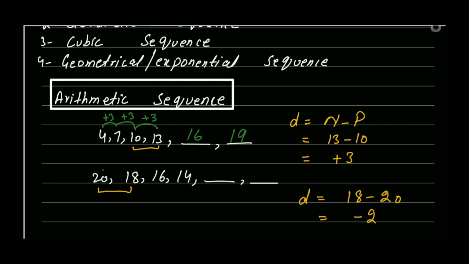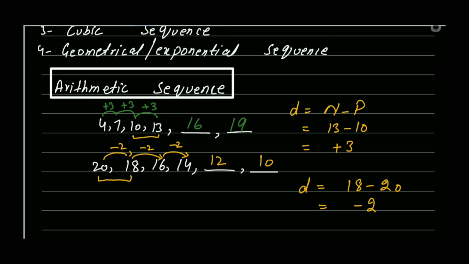Like 20 minus 2, 18. 18 minus 2, 16. 16 minus 2, 14. 14 minus 2, 12. And 12 minus 2, 10. So this is the way you will complete the sequence. Every time, first of all, we have to find the difference with the formula next minus previous, and then we will find the next terms.